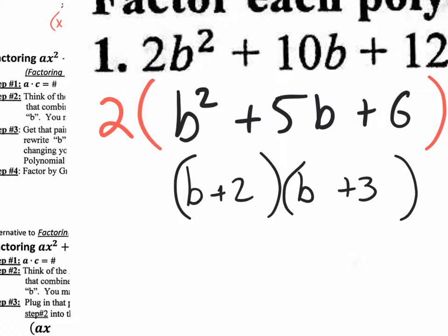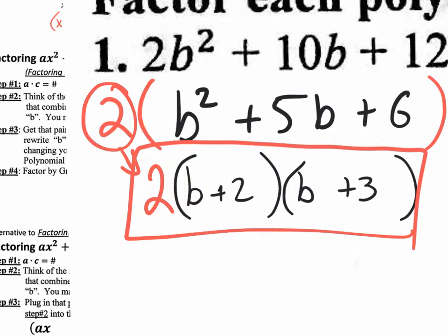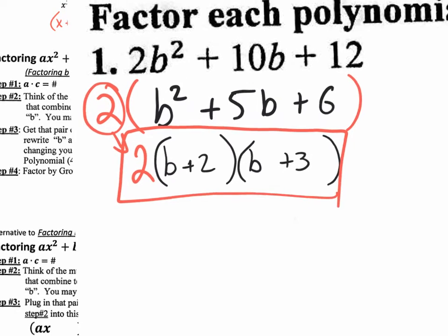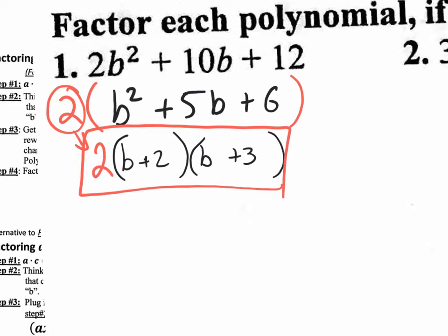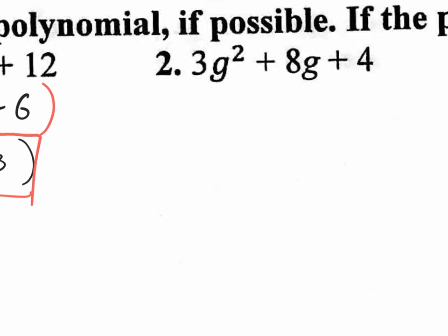Let's not forget about the outside 2. Let me bring that down. You have to put that down right there. And that is your factored form of number 1 on your homework. So that's a great problem because it shows how important it is to pull out the GCF first, right? If not, you'd be stuck with a multi-step process, which would get ugly. And I don't even think you could get to the right answer without pulling out the GCF first. Anyways, jump to number 2.